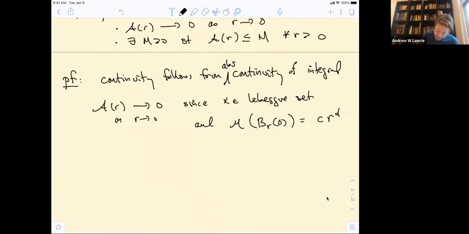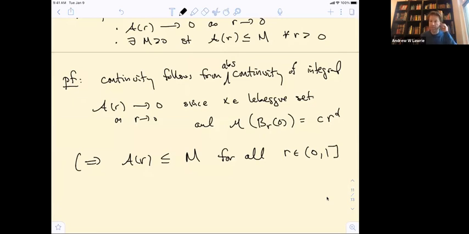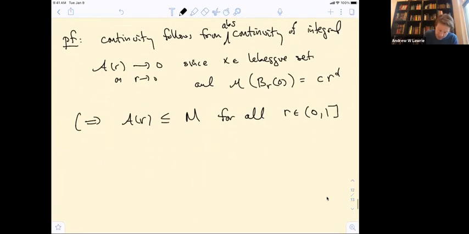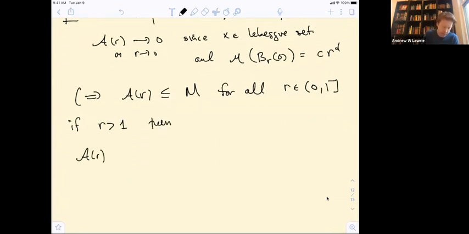And since it tends to 0, the above implies that A of r is less than or equal to M for some M, for all r in a compact set, right? Because it tends to 0 as r tends to 0, so then it's a continuous function. So it's bounded up to say 1. But then if r is bigger than 1, then the bound is immediate. R to the d.